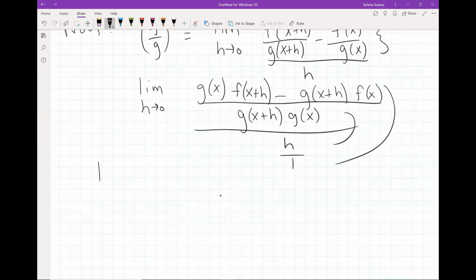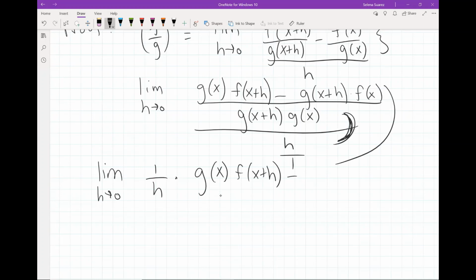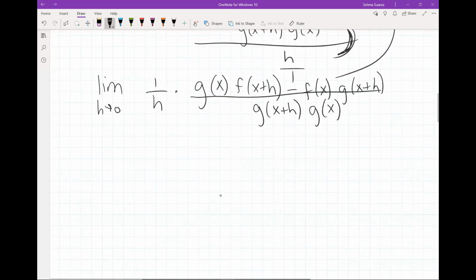So I'm going to have the limit as h approaches 0. And I'm actually going to separate these two here. I'm going to put the 1 over h on the side. And that way I would have g of x times f of x plus h, minus f of x times g of x plus h, and then I have this all over g of x plus h times g of x. Okay, so I have this.